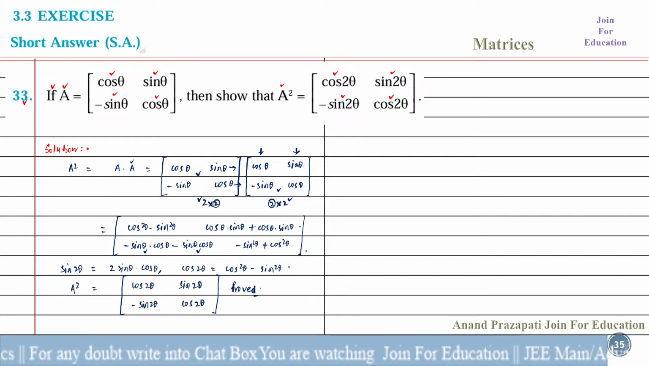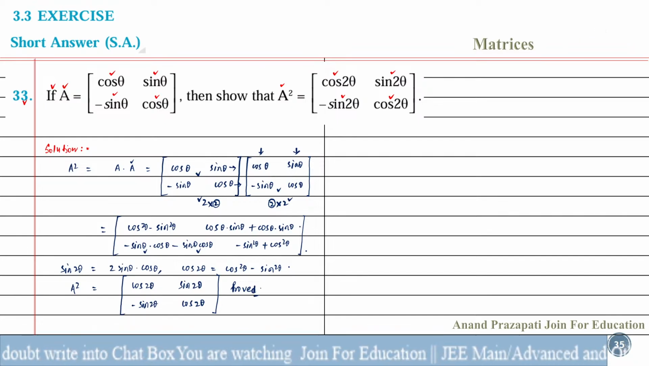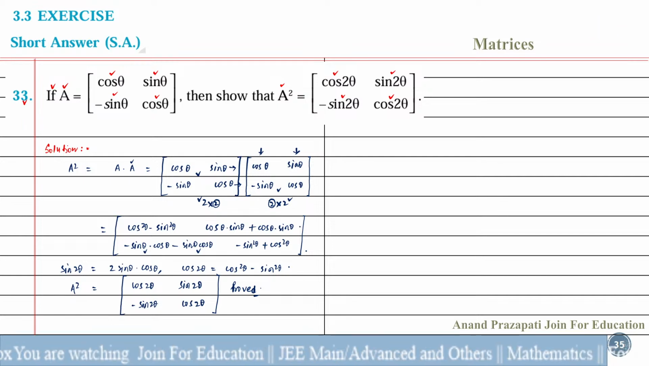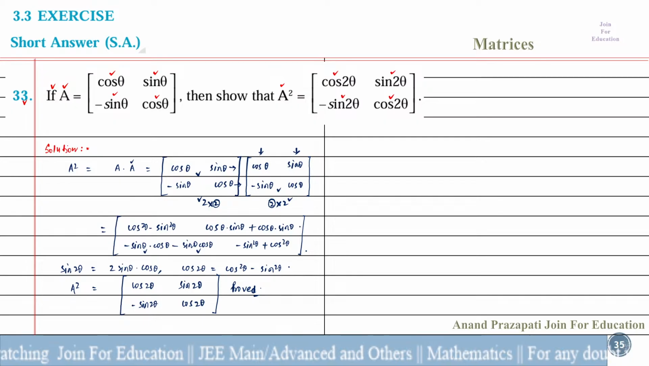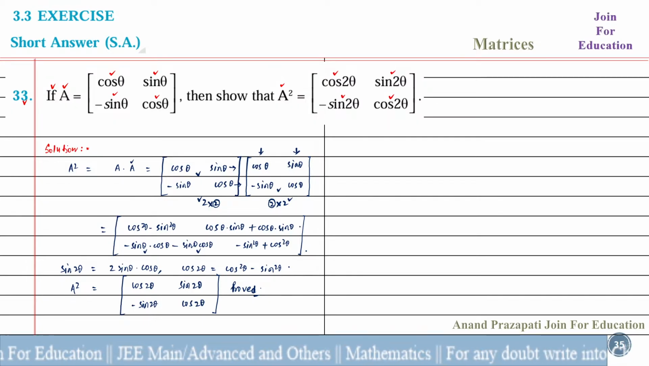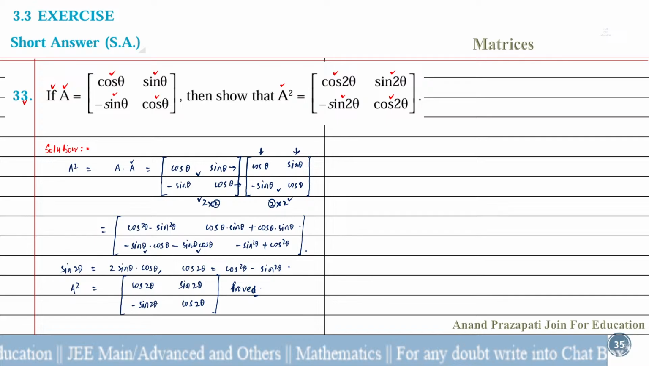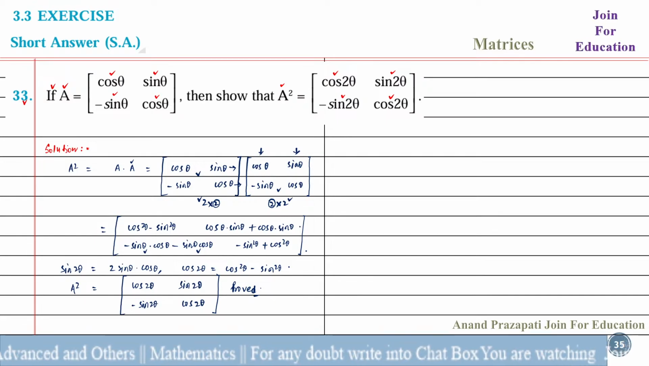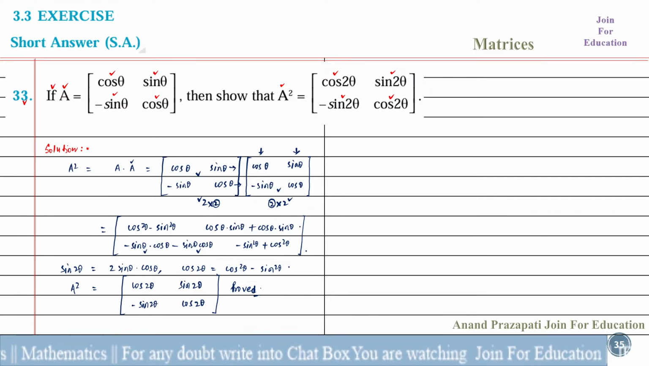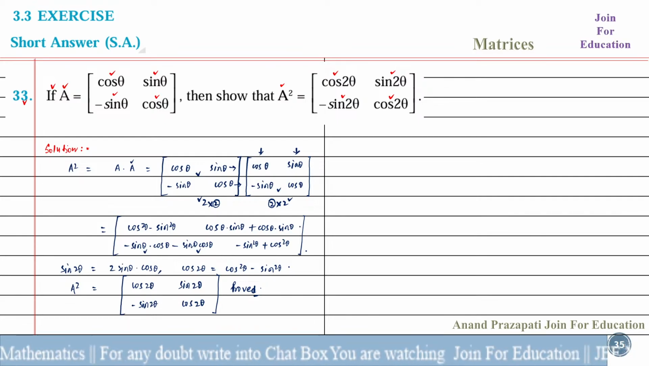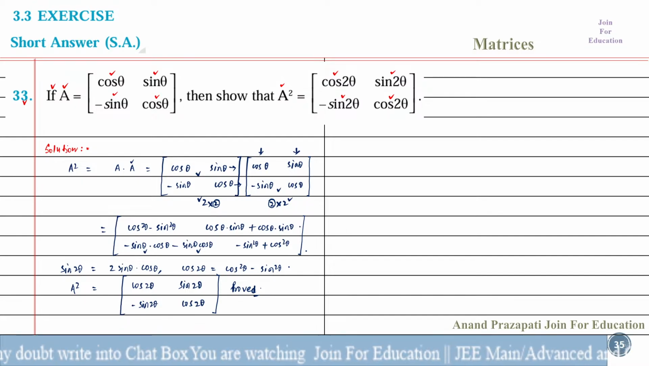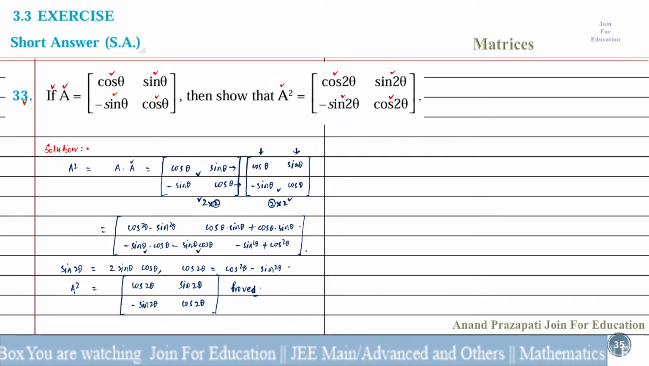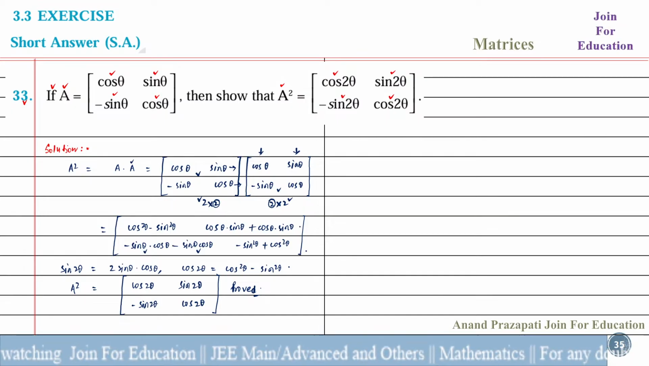After this there is no problem to understand the solution of question number 33. If you have any doubt, then write into the live chat box, which is open to all of you. I will try my level best to clear your doubts. So the product of A square depends upon the formula sin 2 theta and cos 2 theta. If you have proper idea about sin 2 theta and cos 2 theta as well as the product of two matrices, then we have no problem to solve this question.